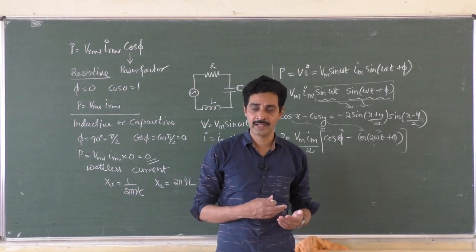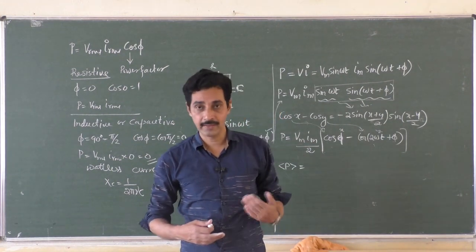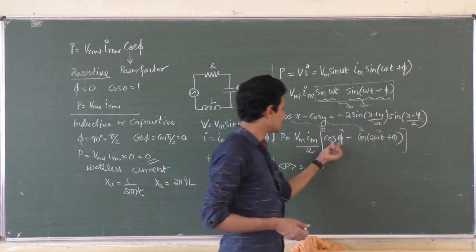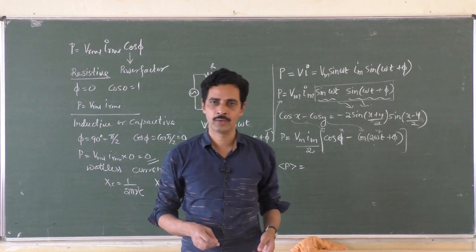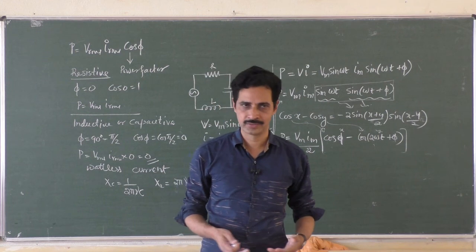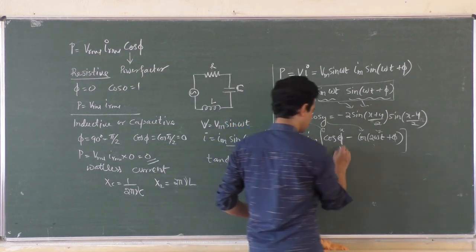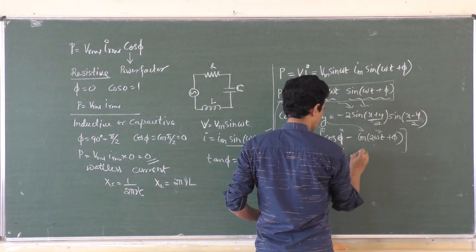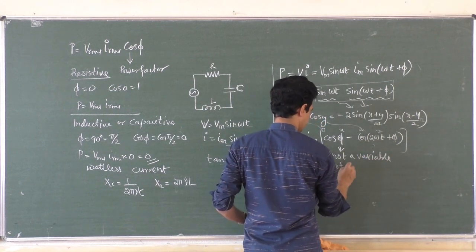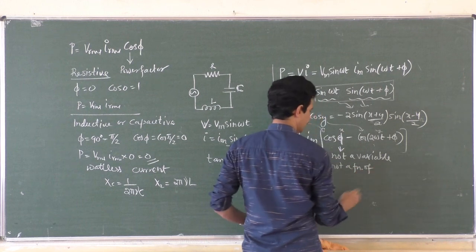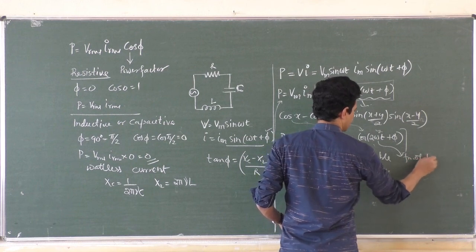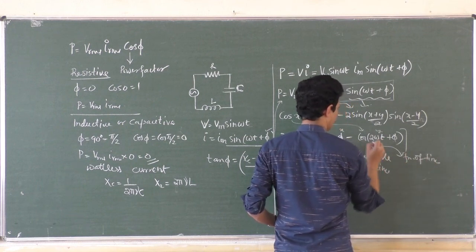If you are finding the average values for whole 360 degrees, then cos theta sin theta is 0. But here it's a phi. Phi is the phase difference between current and voltage, and it doesn't move from 0 to 360. It is not summed over all the values. So phi is not a variable, not a function of time. It is independent of time, whereas this one is a function of time. This varies, so this average is 0.